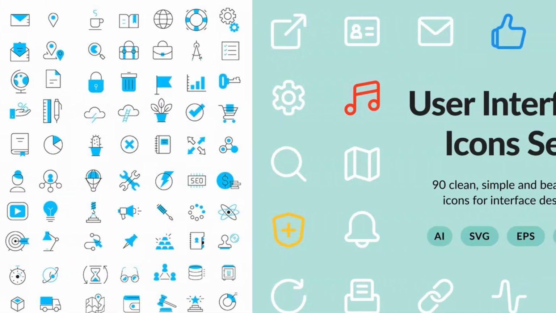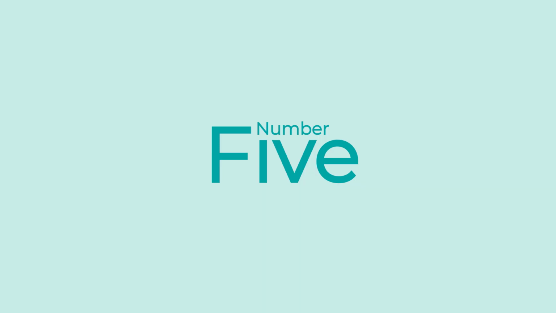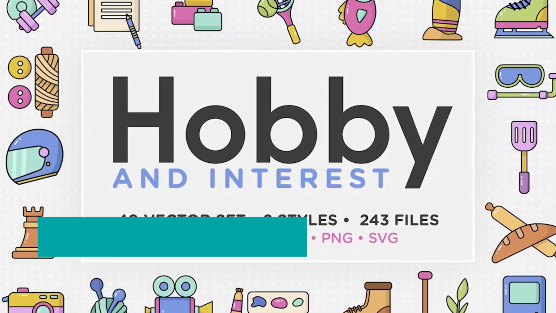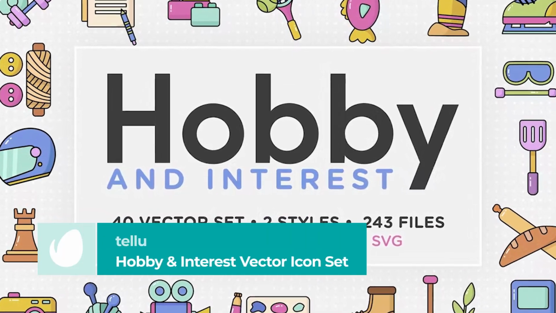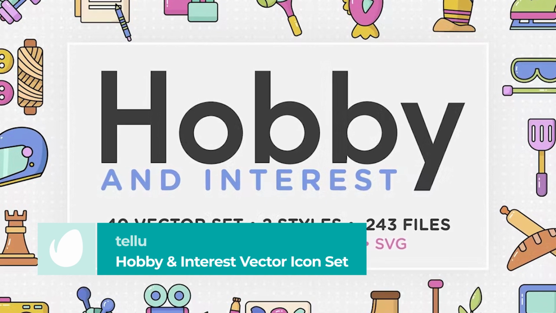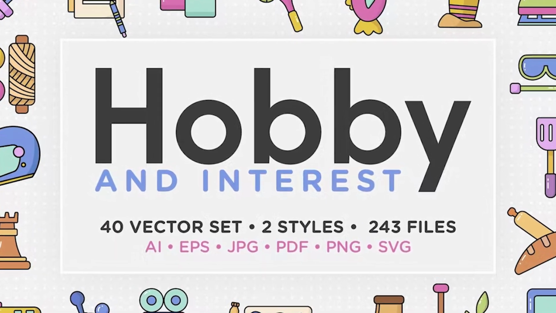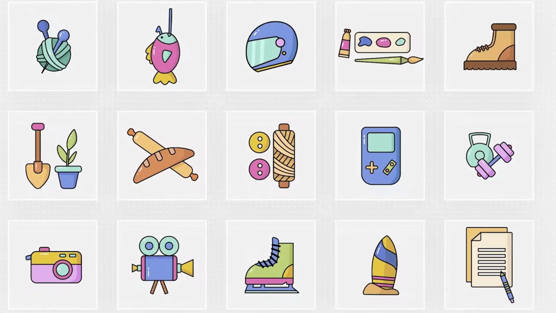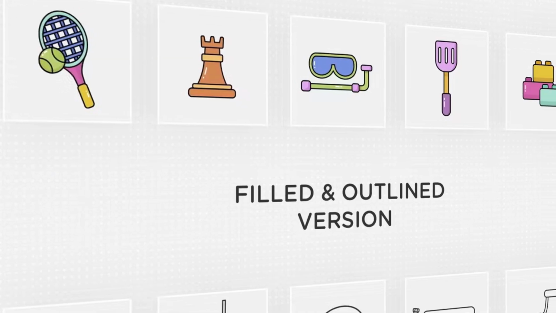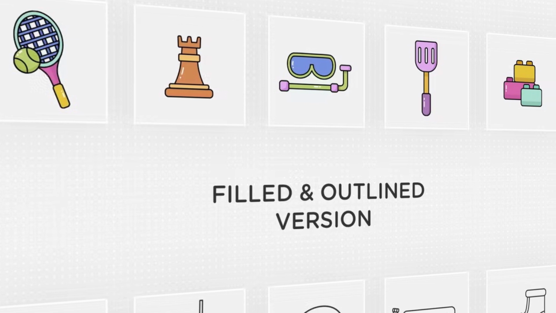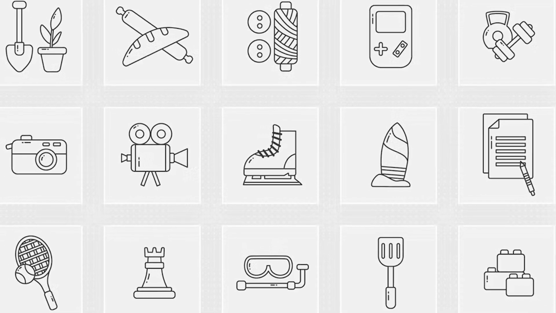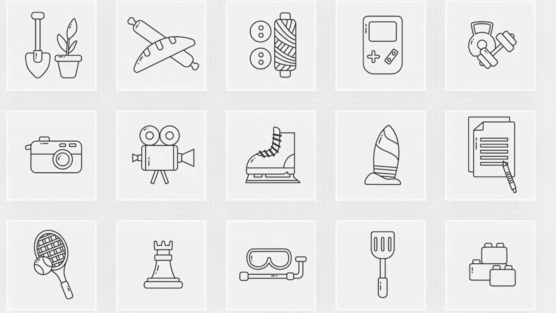Now, let's take a look at the top 5 vector kits. Number 5. Hobby and Interest Vector Icon Set by Tellu. This kit includes filled and outlined versions of many popular hobby icons, including baking, cooking, fishing, and gaming. Your download includes a total of 243 files, perfect for completing almost any design. So get this pack and add the 40 icon set to your toolkit.